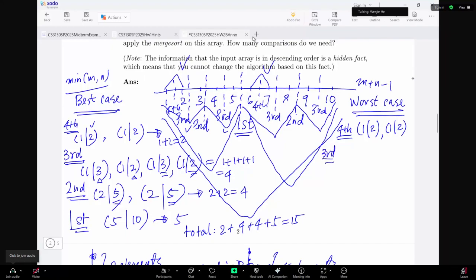Third round: 2 and 1, you merge 2 and 1. 2 plus 1 is 3, then 3 minus 1. You use the formula m plus n minus 1. m plus n is 3, 3 minus 1, so you get 2 vertical bar 3. Then merge these two: 2 minus 1, so still 1 vertical bar 2. The next, 2 vertical bar 3, 1 vertical bar 2. That's the third round.